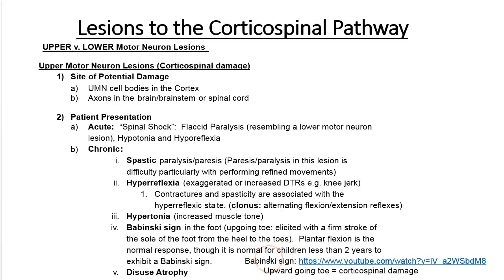The Babinski sign is demonstrated in this YouTube video. Take the time to take a look at it and observe how it's produced and what it looks like. An upward going toe, that is a Babinski sign, provides very strong evidence of corticospinal damage. And then finally, as a result of damage to this corticospinal tract, there will gradually be a loss of muscle mass, that is, atrophy due to disuse.